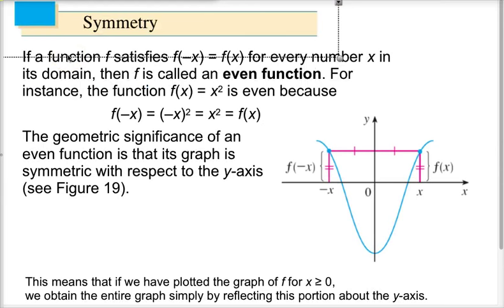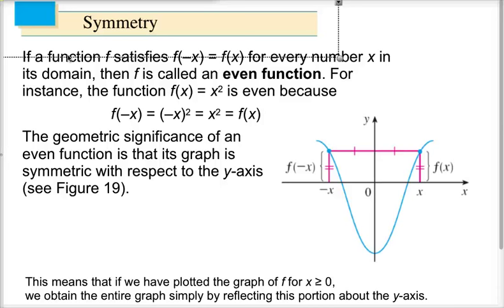Symmetry. If a function f satisfies f of negative x equals f of x for every number x in its domain, then f is an even function. For instance, the function f of x equals x squared is even because f of negative x is negative x squared, which equals x squared, which equals f of x. Basically, if you want to see if a function is even, you take f of x and you substitute in negative x, and what you should get back is the original function.